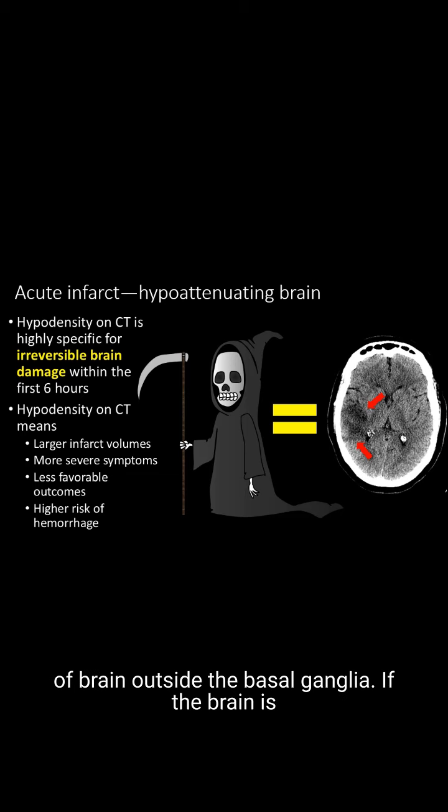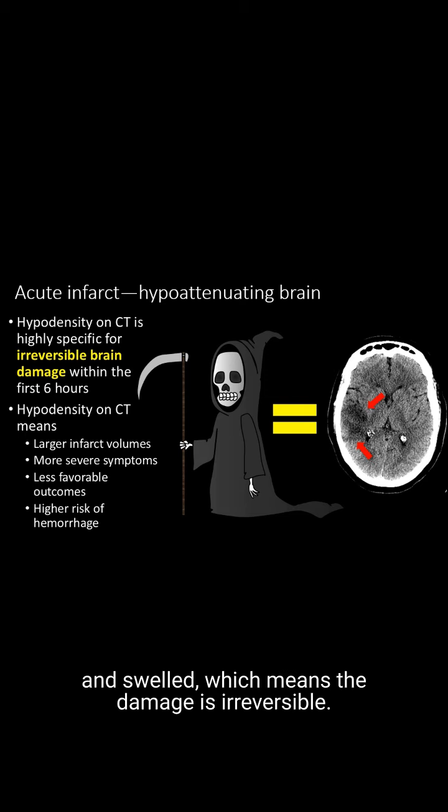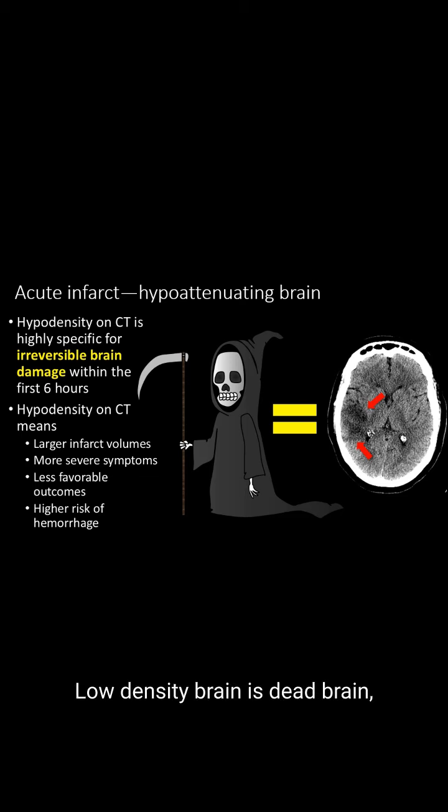So this brings us to our next sign: hypodense regions of brain outside the basal ganglia. If the brain is low density, that means it has run out of ATP and swelled, which means the damage is irreversible. Low density brain is dead brain, and it's a poor prognostic sign.